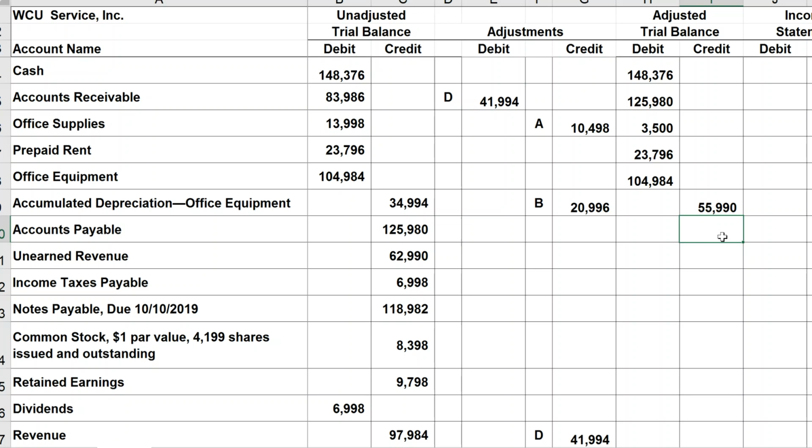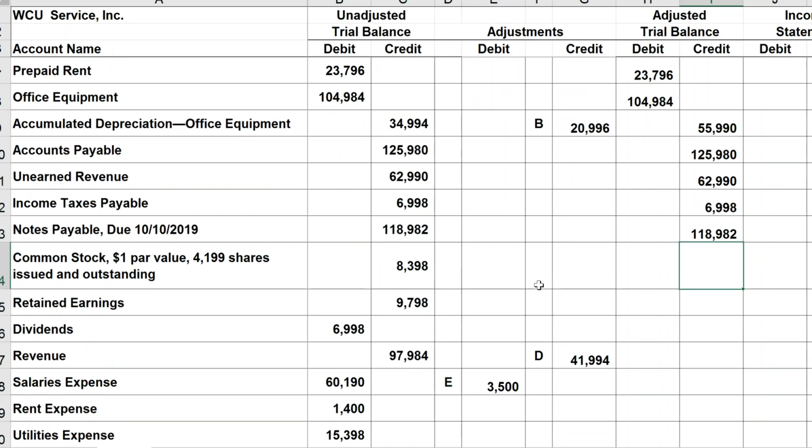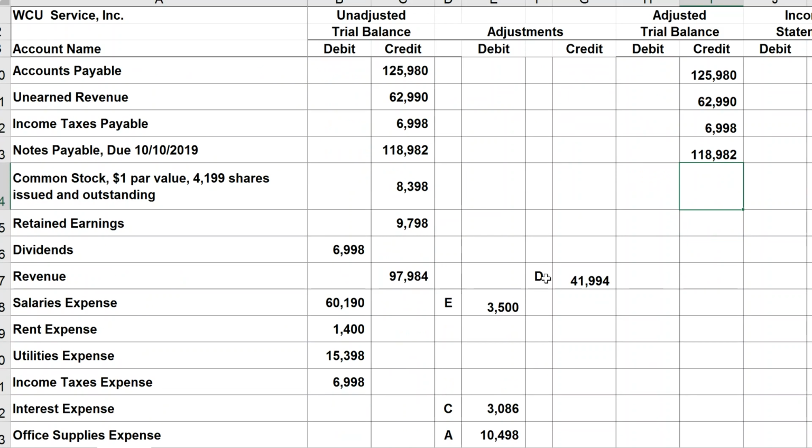Note my accounts payable, there's no adjustments made, so I can pick that total directly up. Unearned revenue, no adjustments made, I can pick that total directly up. My income taxes payable, there were no adjustments made. Notes payable, no adjustments made. So I'm just going to continue down, picking up the totals. My common stock, no adjustments were made. My retained earnings, no adjustments made.